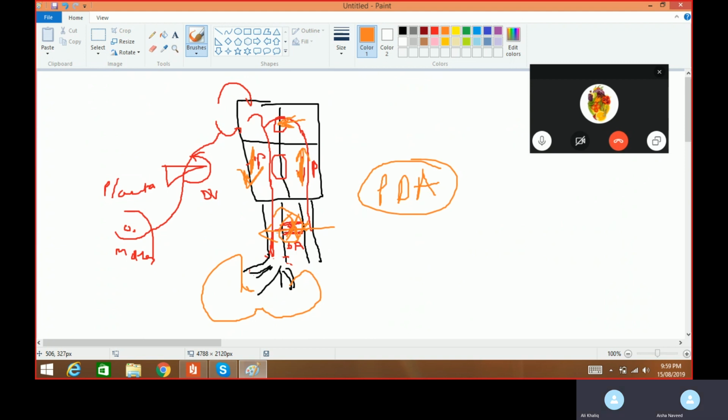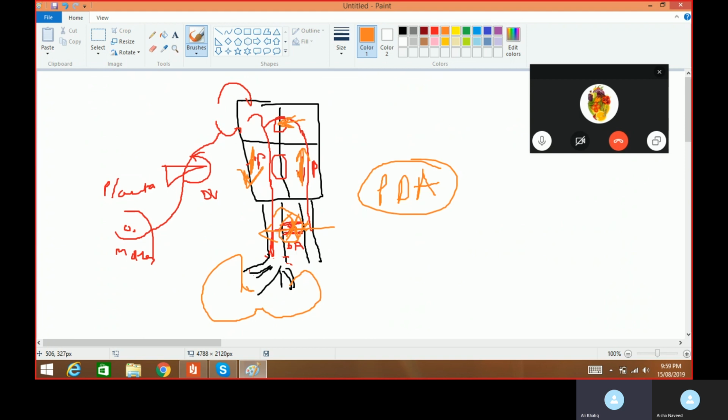Sometimes, the only mechanism of survival in a patient with a right to left shunt is the presence of the ductus arteriosus. Remember, yesterday I explained this to you. When there is a right to left shunt, all the deoxygenated blood is going to your left circulation. Because of the presence of the left to right shunt, that deoxygenated blood will again go to the right side. So it will help you in survival.